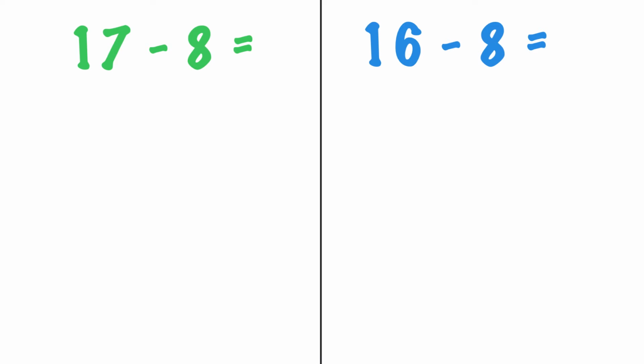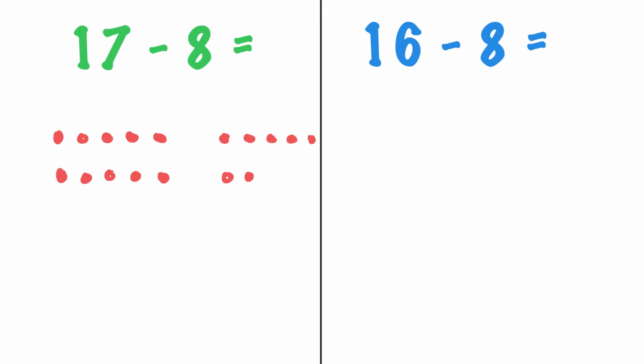Okay, so I'm looking at my 17 minus 8, and I see that I have 17 total, and I'm going to be taking out 8 or subtracting 8 from it. So I'm going to draw out my 17 dots. 1, 2, 3, 4, 5, 6, 7, 8, 9, 10, 11, 12, 13, 14, 15, 16, 17.